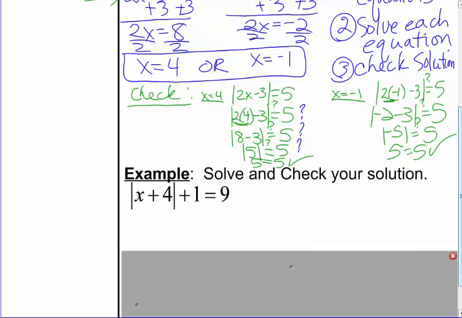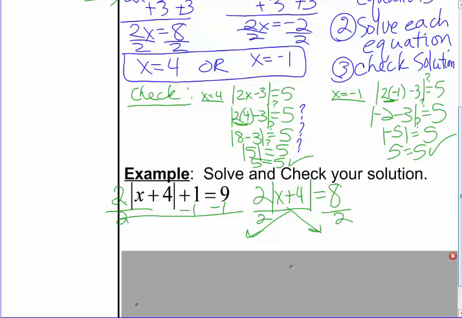The only thing I wanted to say real quick, if you have a problem like this, note that anything outside the absolute values, you have to get rid of those first. So I would have to subtract 1 first, get absolute value of x plus 4 equal to 8, then split it up into the 2 separate cases. And if there's a number in front here, that means divide by 2. So if I had a 2 in front here, divide both sides by 2. Then split it up into the 2 cases. Does that make sense? So get rid of the stuff on the outside first, then do your 2 cases.